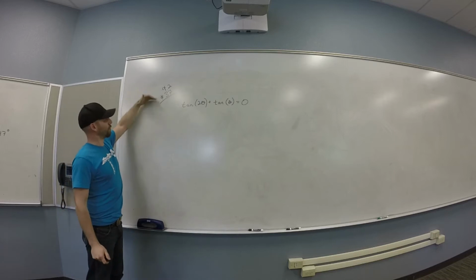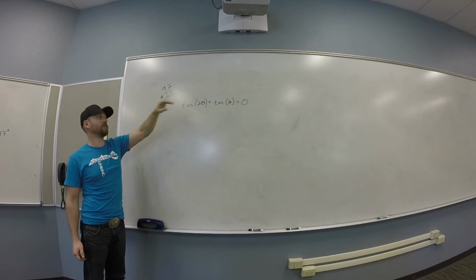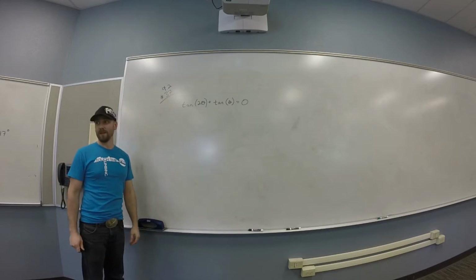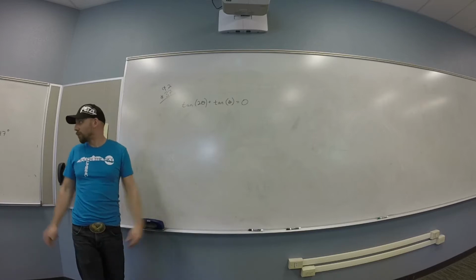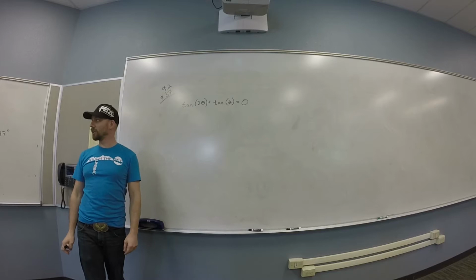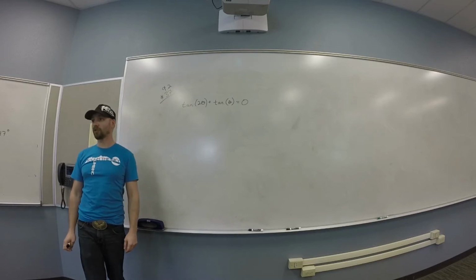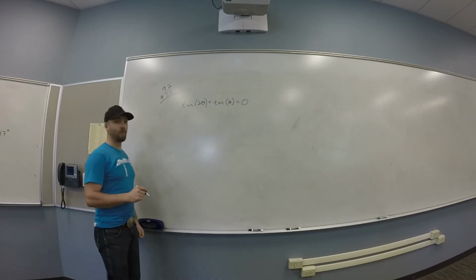In 9.2, number 37, I want to find out when tangent of 2 theta plus tangent of theta equals 0. It's possible that there's no solution to this equation, but I think it has at least one solution that I can eyeball straight off the bat: theta equals 0.